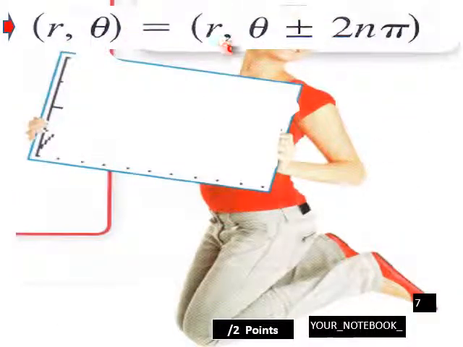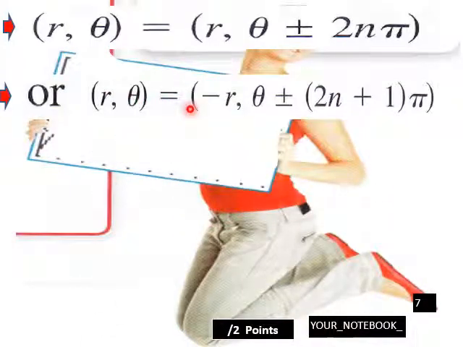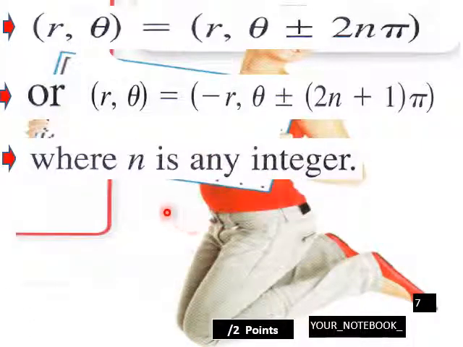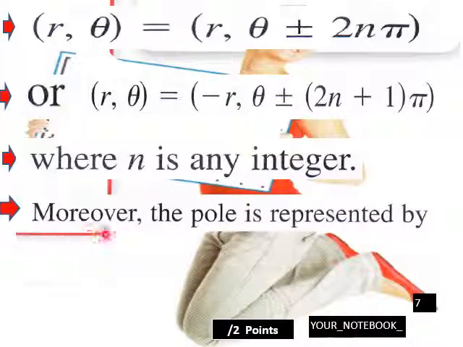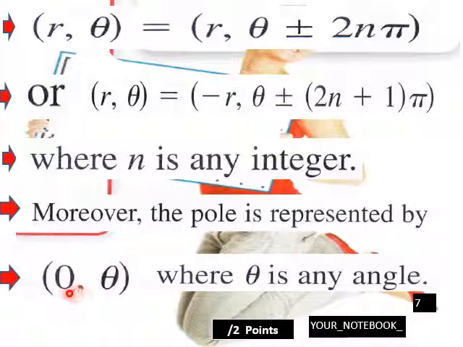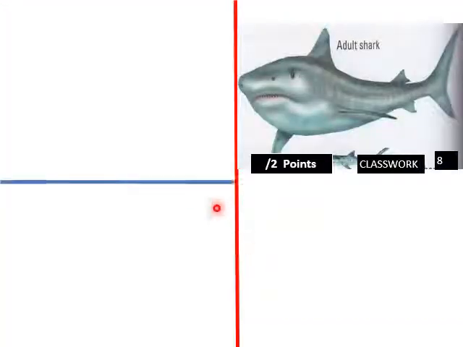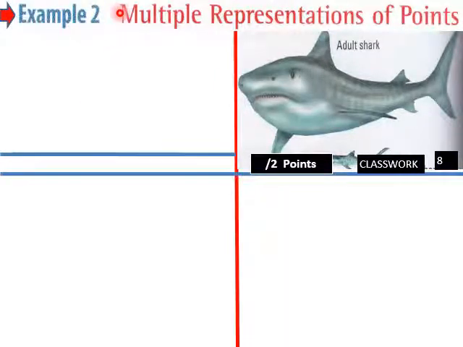In general, the point (r, θ) can be represented as (r, θ ± 2nπ) or (−r, θ ± (2n + 1)π), where n can be any integer. Moreover, the pole is represented by (0, θ), where θ is any angle. So we have a lot of different ways of expressing the position on the polar coordinate system.